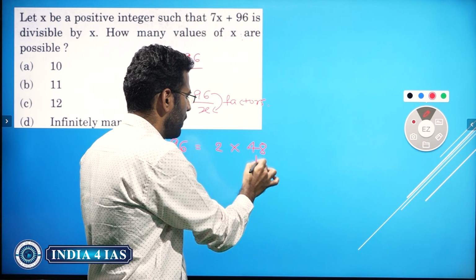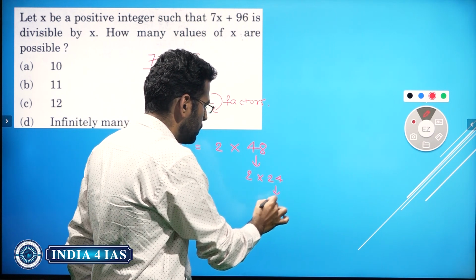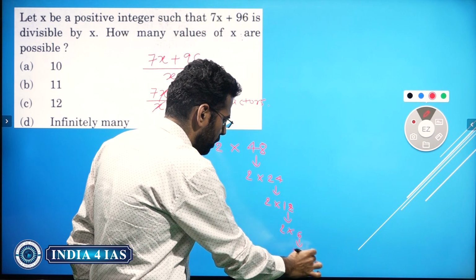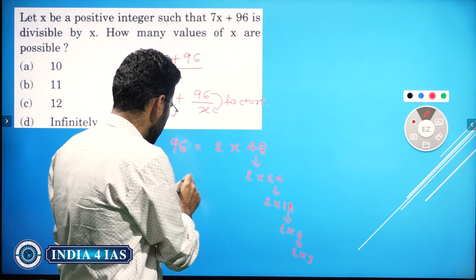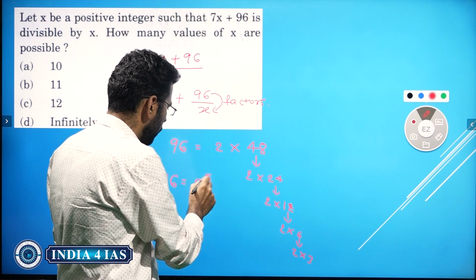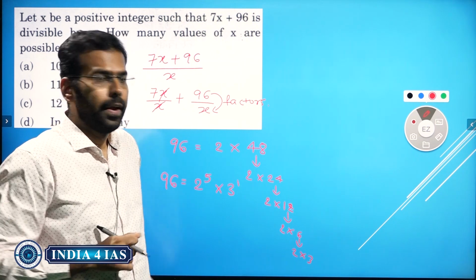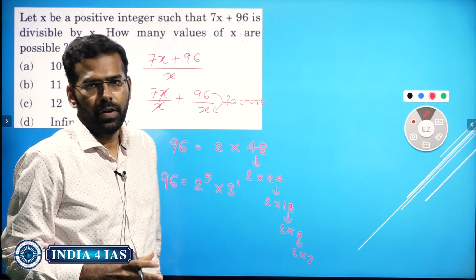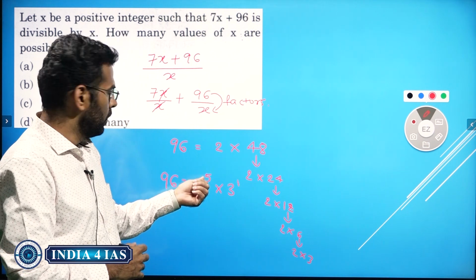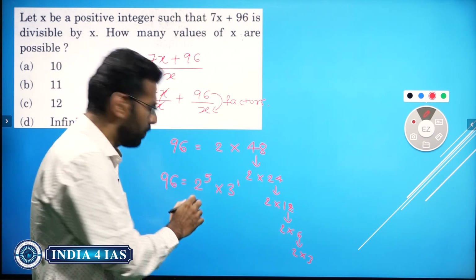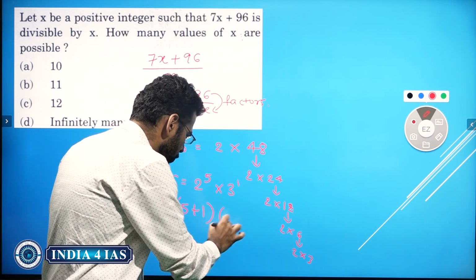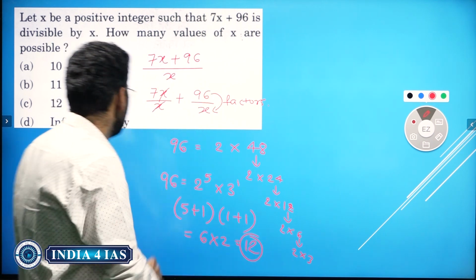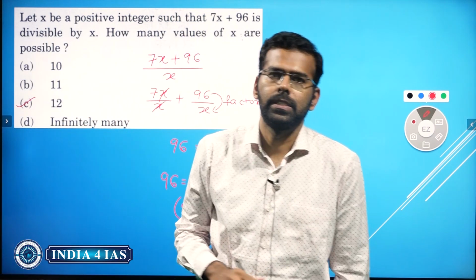48. Then again 48 can be written as 2 into 24. Again 24 can be written as 2 into 12. Again 12 can be written as 2 into 6. Again 6 can be written as 2 into 3. Now, represent 96 as 2 to the power of 5 into 3 to the power of 1. Now, the number of factors for 96 will be, what is the power? See, these 2 and 3 should be prime numbers. You have to represent 96 in that way. So, here 5 and 1. So, your number of factors for 96 will be 5 plus 1 into 1 plus 1. So, it will be 6 into 2, which is equal to 12. So, you will have 12 possible values for x.